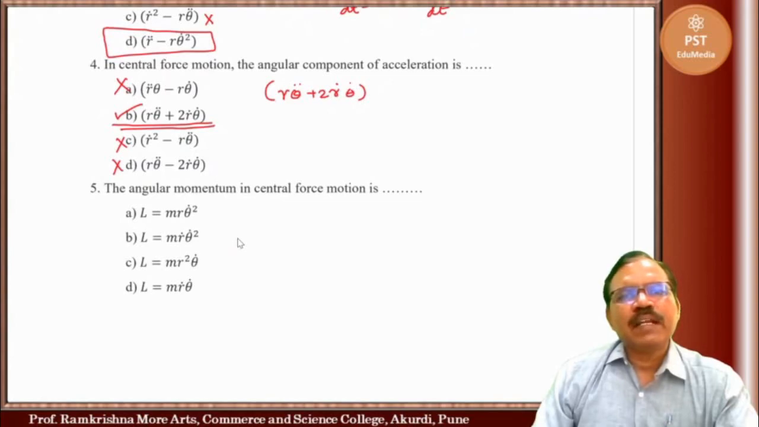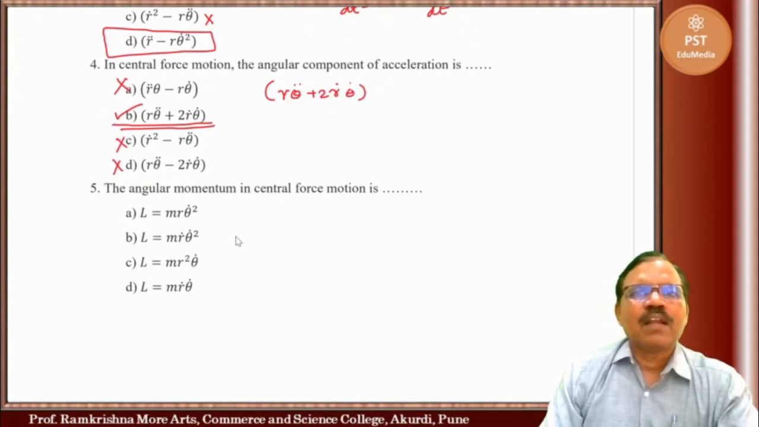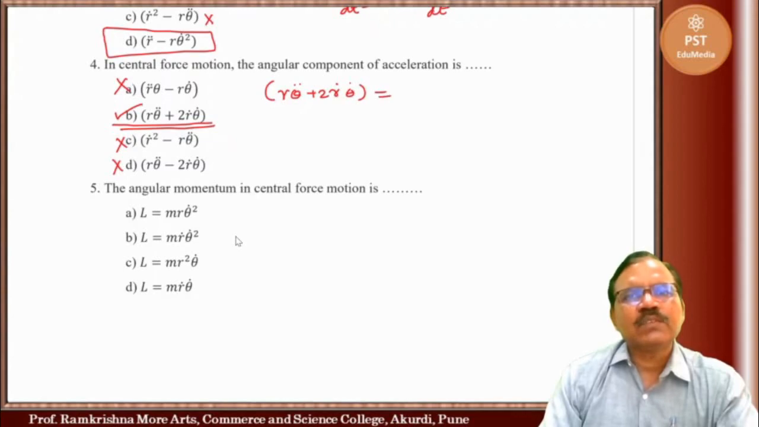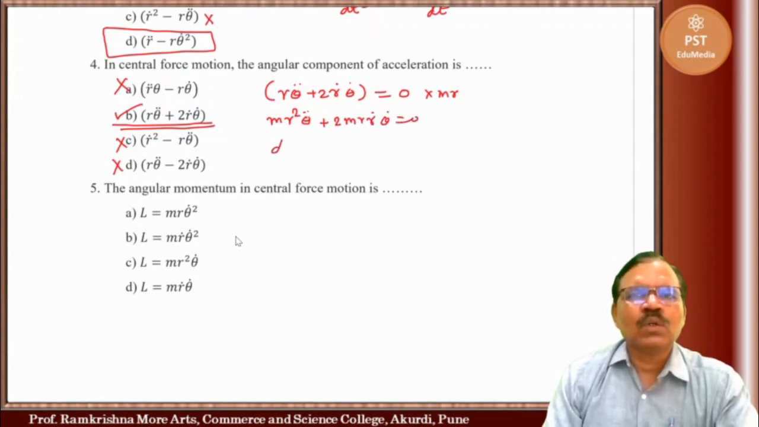Now the angular momentum in central force field. Now we have just seen this one is 0. If we multiply it by mr, we will get m r square theta double dot plus 2 m r r dot theta dot is equal to 0. So we can write this as d by dt of m r square theta dot is equal to 0. So if we take the derivative of m r square theta dot, we will get this one.